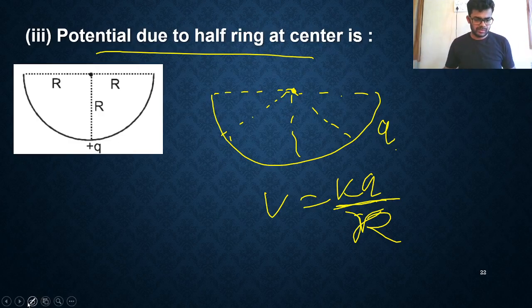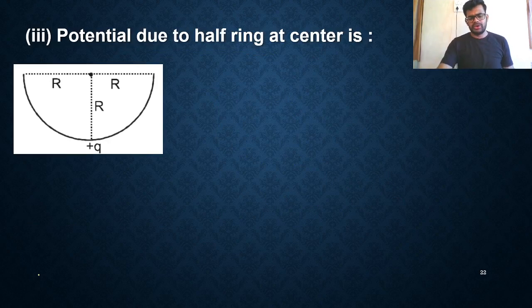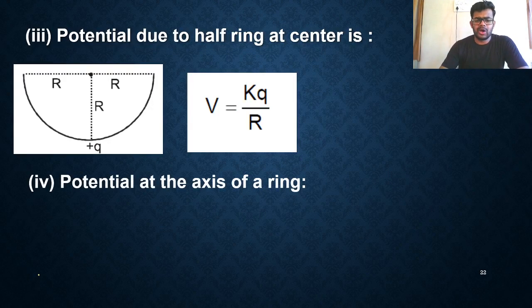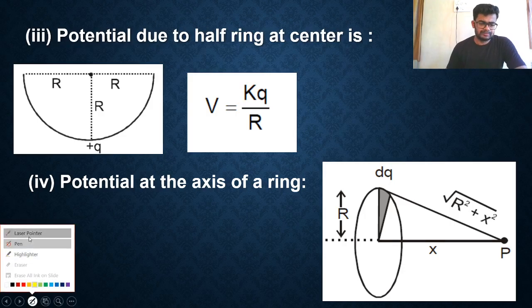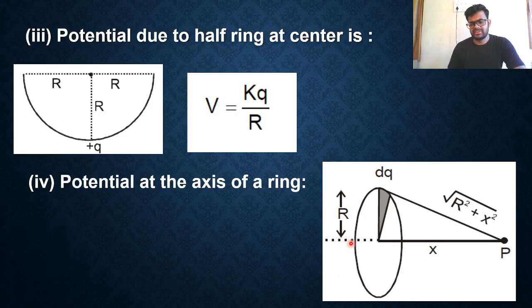Okay, I hope all of you got it, right? Next, I will talk about the potential at the axis. Very, very important. You can see the diagram. A ring is there having radius r. Simply speaking, this is a ring having radius r, and on its axis, this pen is called the axis, at this point we are finding the potential.